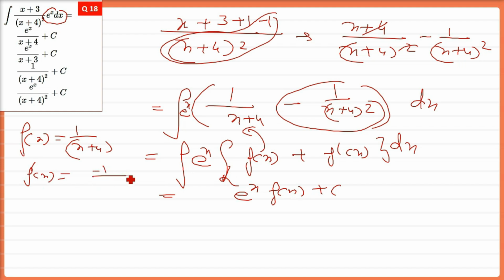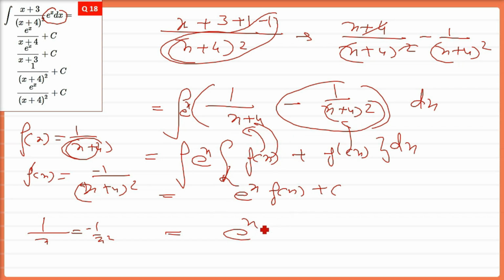So f(x) is 1/(x+4) and you know that f'(x) is negative 1/(x+4)². You already know that because the differentiation of 1/x is what? Negative 1/x². That's a fact which we have known for long now. So f(x) and f'(x) we got. So e^x f(x) is simply e^x/(x+4) plus a constant of integration.